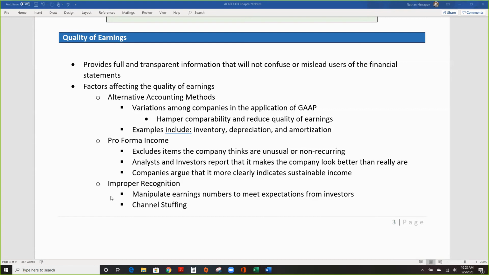Next, we have improper recognition. Again, this is manipulating earnings numbers to meet expectations from investors.